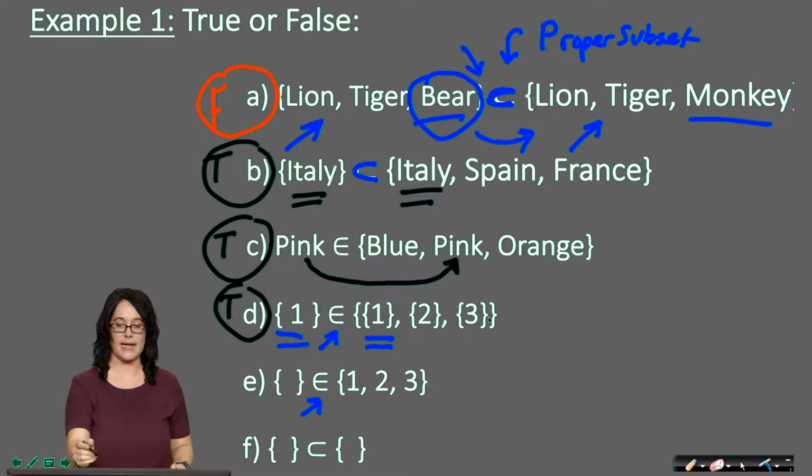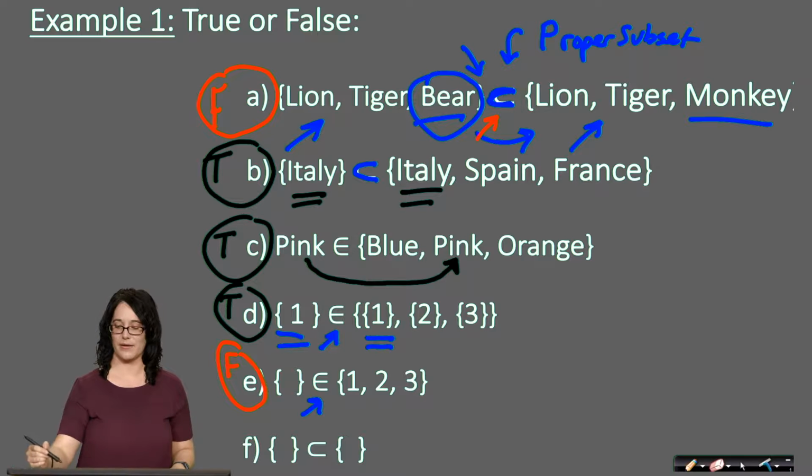If, on the other hand, I had used this symbol up here, the subset symbol, in that case the proper subset symbol, or even the regular subset symbol, then it would have been a truth. But as an element, it's not found inside, so this is a falsehood. Okay, one more. See if you can get this one.